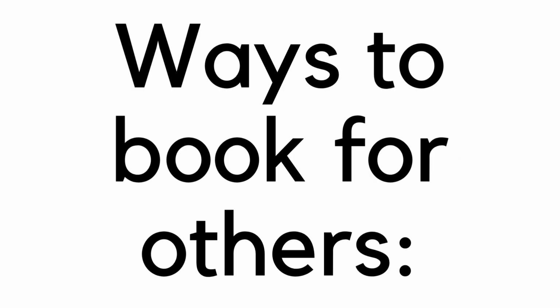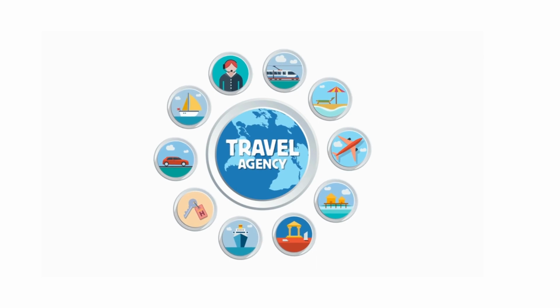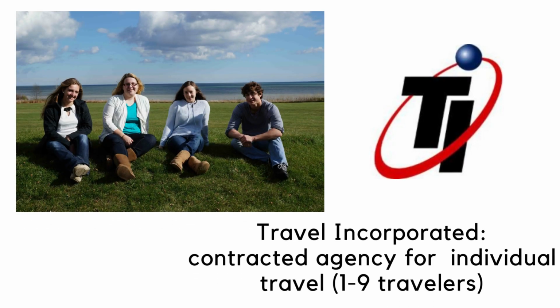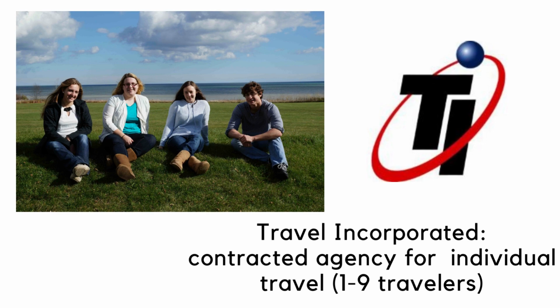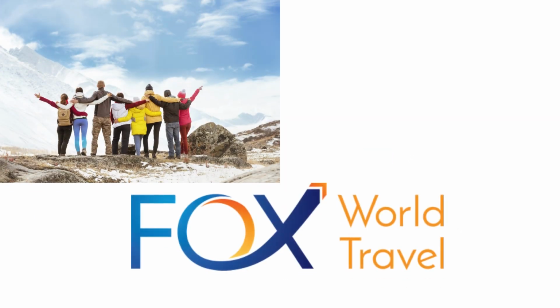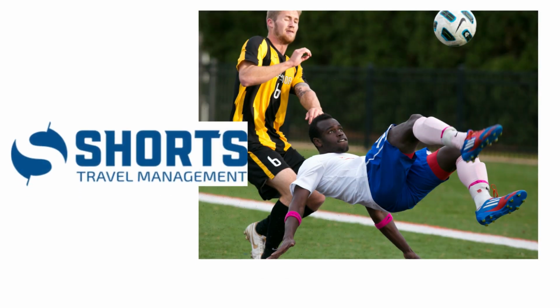Now that you understand the role of the travel arranger, let's look at some ways to book on behalf of others. The first option is with a travel agency. In the vast majority of cases, this is going to be Travel Inc., since they handle our individual travel. You may remember from course number 1 that we use Fox World Travel for groups of 10 or more, and Shorts Travel Management for our non-UW-Madison athletics.